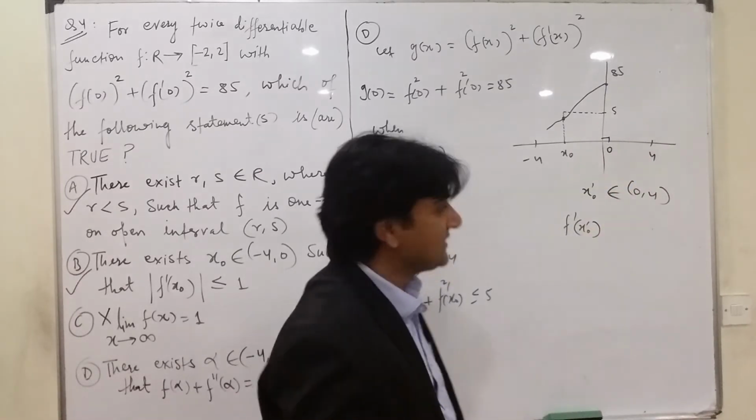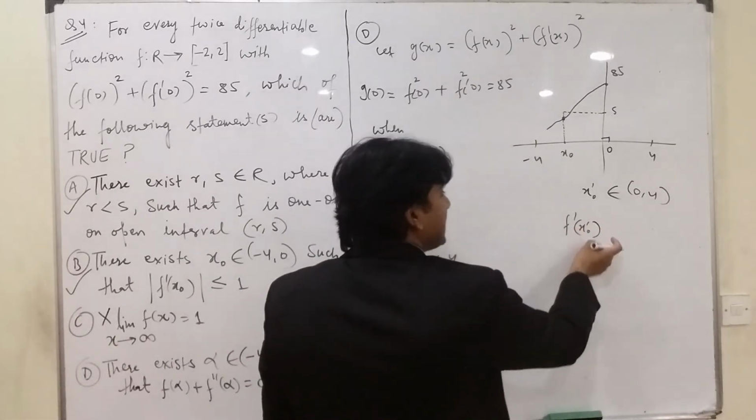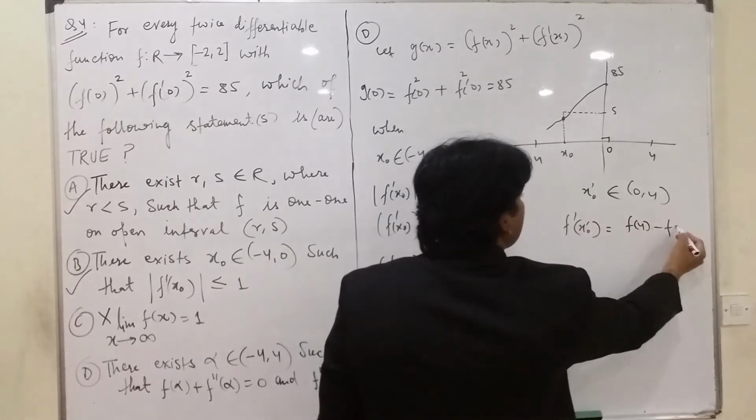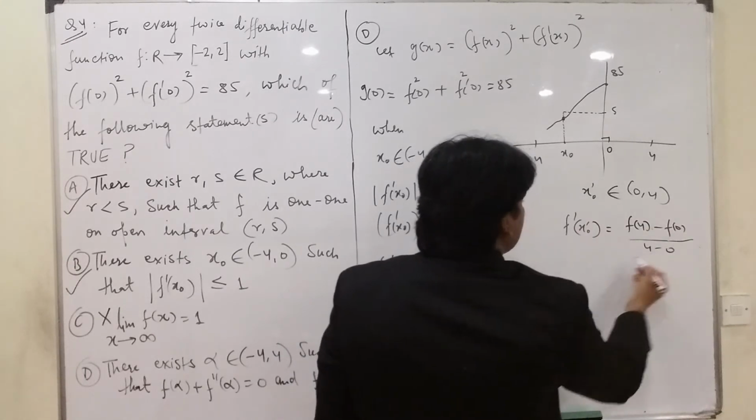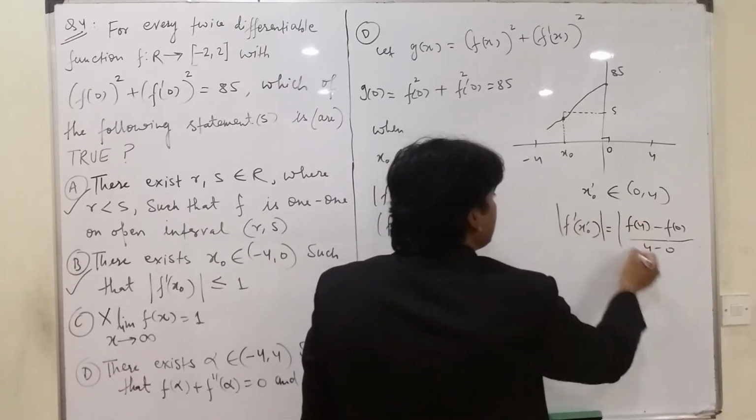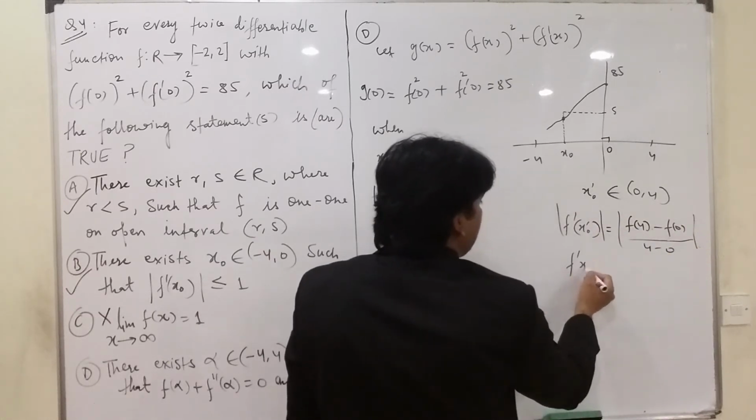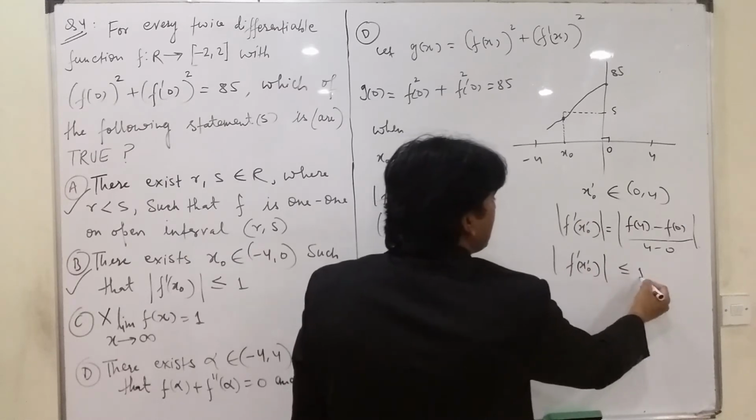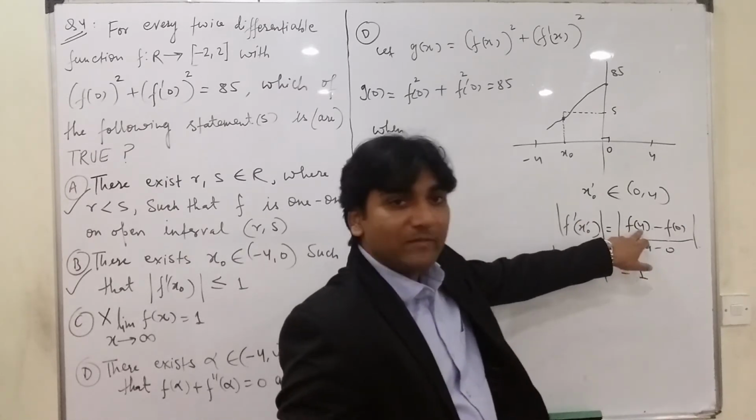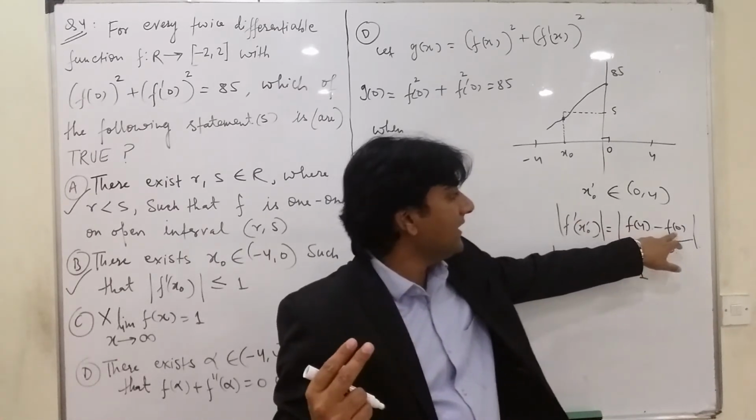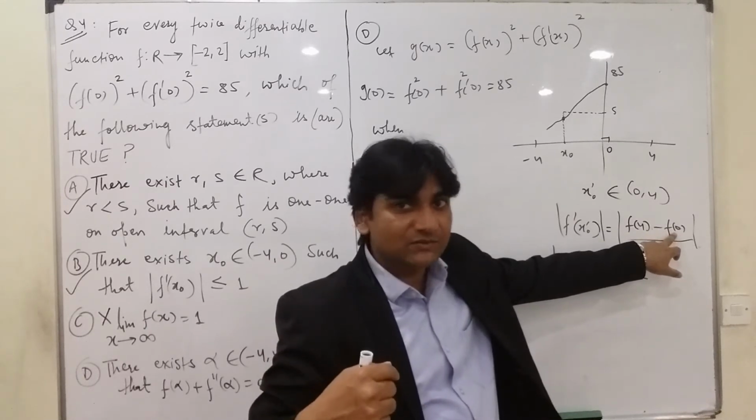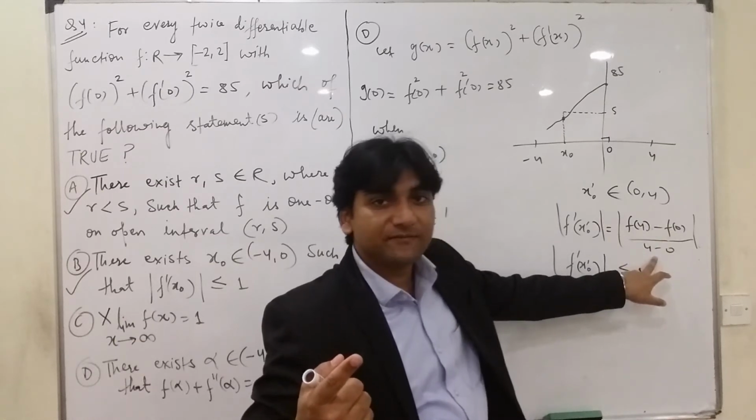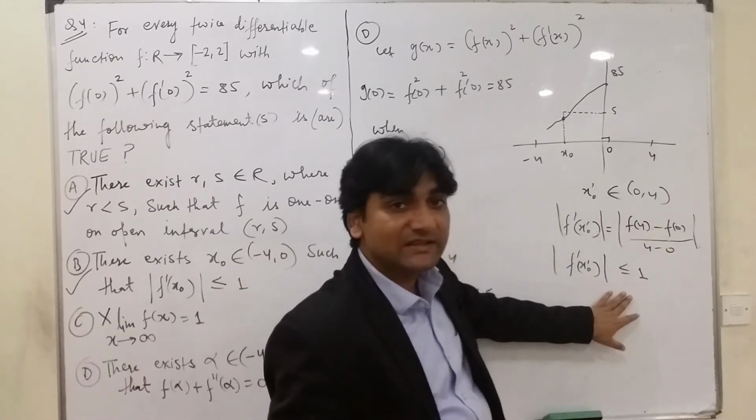This is a representation. So f'(x₀) = (f(4) − f(0))/(4 − 0). Now apply modulus on both sides. So |f'(x₀)| ≤ 1. Why? Because f(4) maximum can be 2 and f(0) minimum can be −2. So 2 minus (−2) is 4, and 4 over 4 is again 1. So this is less than or equal to 1.